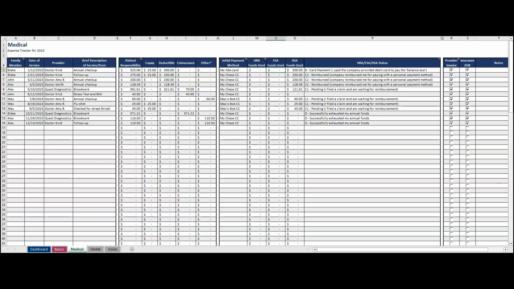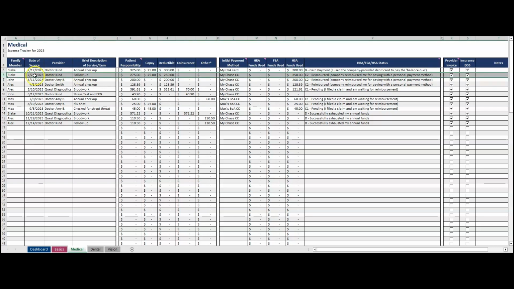So let's walk through this first example in row 5. Blake at Dr. Kind had an annual checkup and incurred $325 of expenses, 25 of which were copays, 300 were deductible. And you had to pay the provider and you used your HSA debit card. That means $300 of your HSA funds were used.